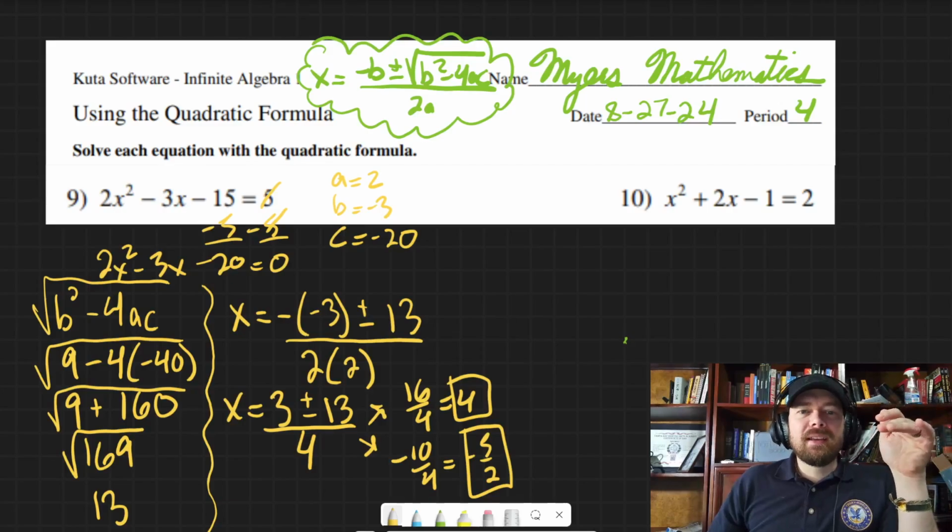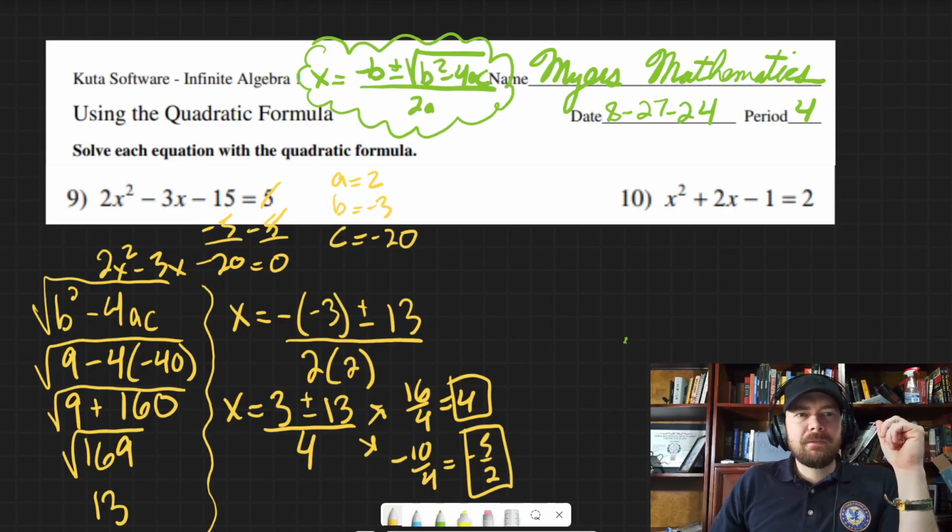So like if we plug in a 4, 4 squared is 16, times 2 is 32, 4 times 3 is 12, 32 minus 12 would be 20, minus 15 would be 5. So there we go, 4 works. And then negative 5 halves squared would be 25 fourths, times 2 would be 25 halves. And then you've got 13 times negative 5 halves would be positive 15 halves.